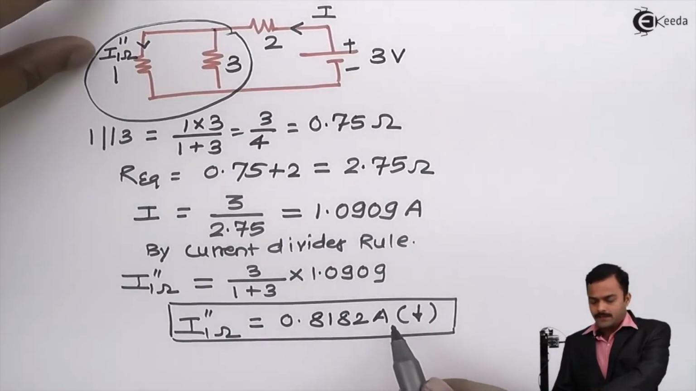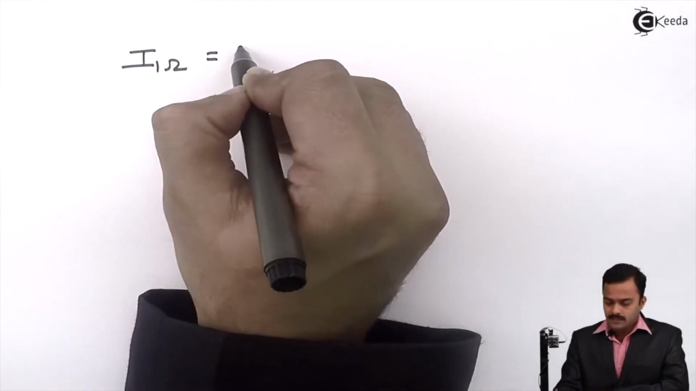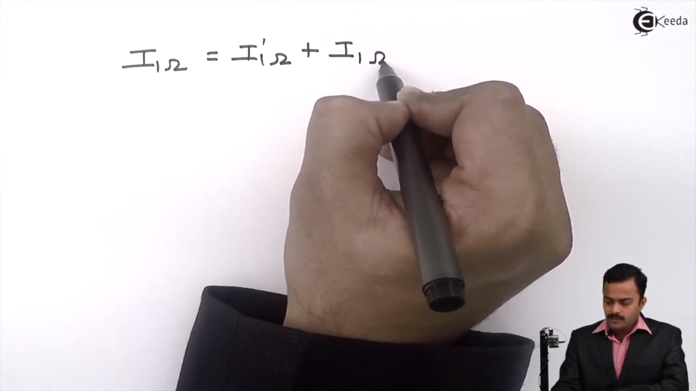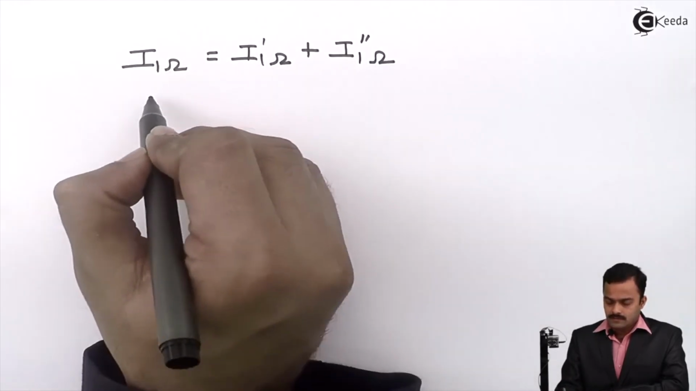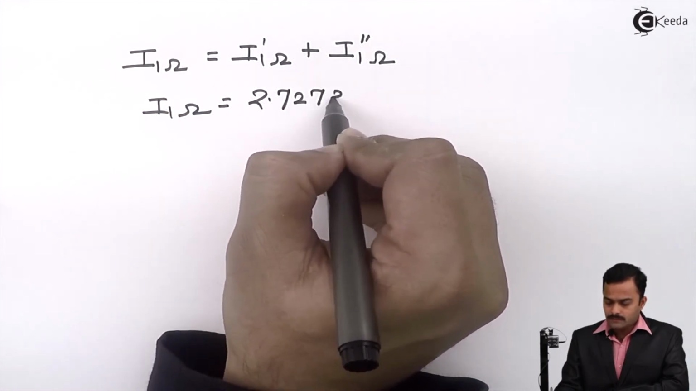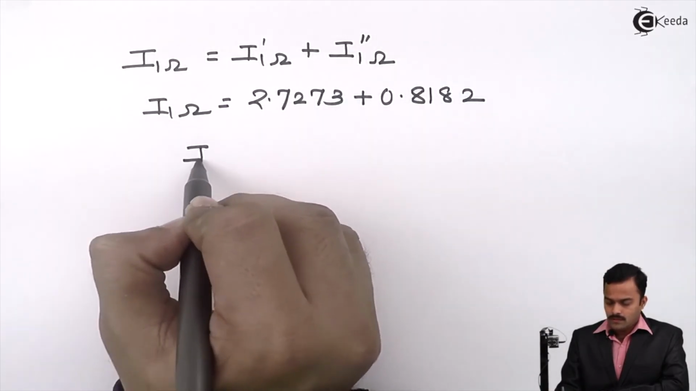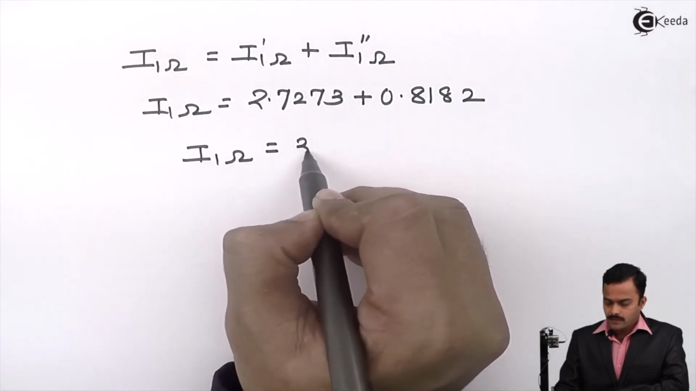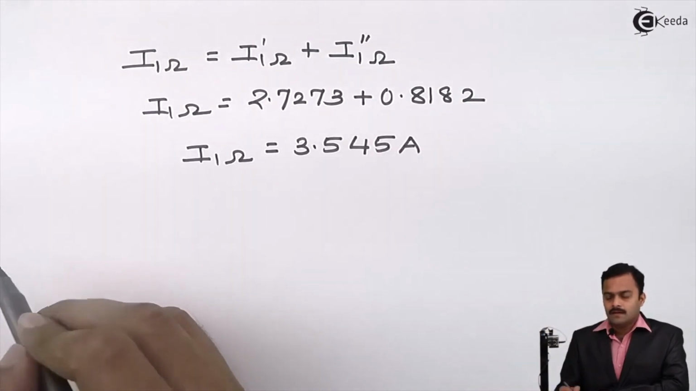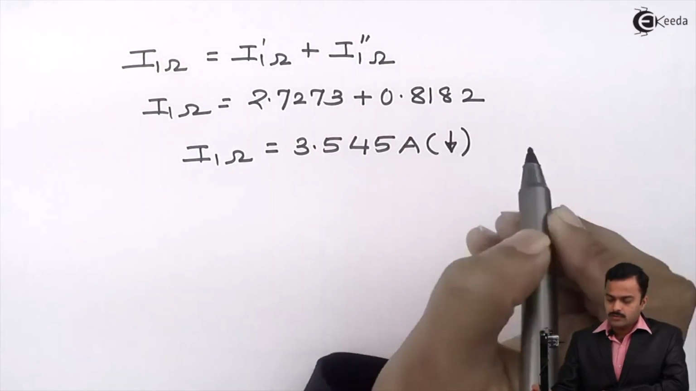Now, as per the statement of superposition theorem, total response or total current will be the sum of currents because of individual sources. So, if I add, I will get 2.7273 plus 0.8182. The answer will be 3.545 ampere. Both the currents are downward, so obviously resultant will also be downward.